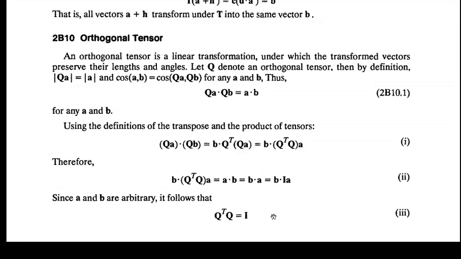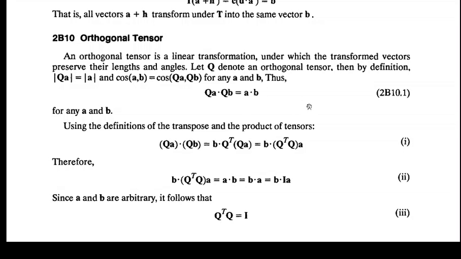So let's see how we will derive this definition from the definition of the orthogonal tensor. An orthogonal tensor is a linear transformation. For a tensor, it must be a linear transformation. So it is a linear transformation under which the transformed vectors preserve their lengths and angles. This is the definition of the orthogonal tensor.